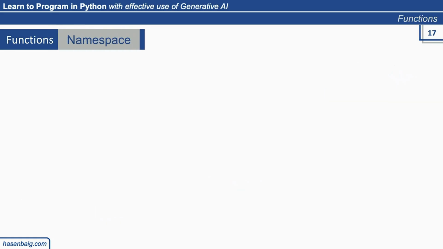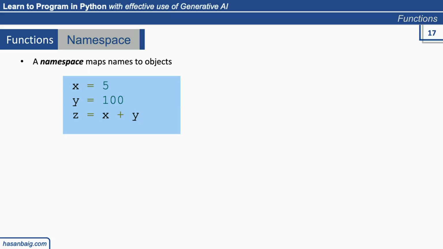Alright, so a namespace maps names to objects. It's just like when you create a file: x equals 5, y equals 10, and so on. When we assign values, it actually creates a map in memory. And just like there is a map of this campus, we have a dedicated address for each location. So for example, 305 is the address of this classroom.